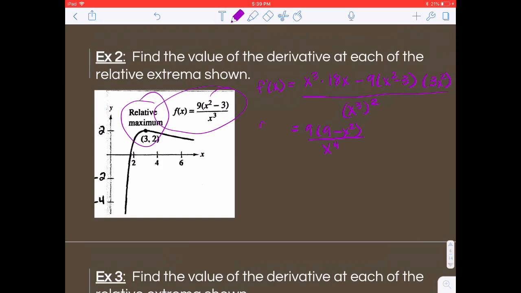This is f prime of x. So now we want to find the value of the derivative at the point 3, 2. To do that, we plug in the x value, which is 3. So 9 times 9 minus 3 squared all over 3 to the 4th. So 9 minus 9 is 0. So 9 times 0 over 3 to the 4th just ends up being 0. So the derivative at 3 is equal to 0.